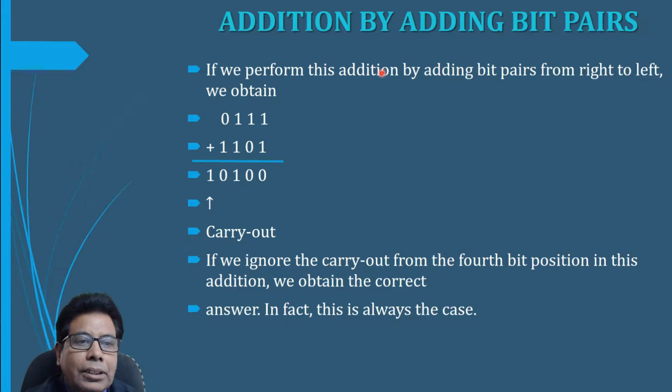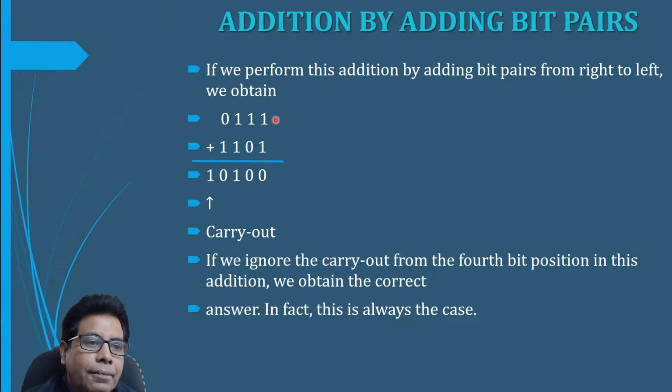So there we got the result +4, that is the actual result. Now here we are adding by adding bit pairs. So we represent 0111, that is +7, and for -3 we have the 2's complement of 3, that is 1101. So 1's complement of 3 is 1100 plus 1. So that is giving us the 2's complement of 3. So this represents minus 3.